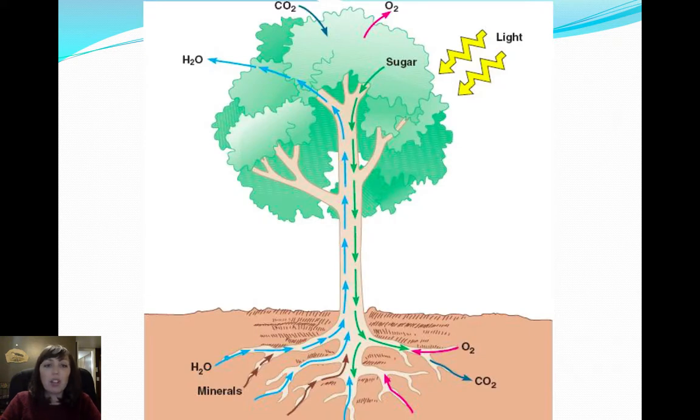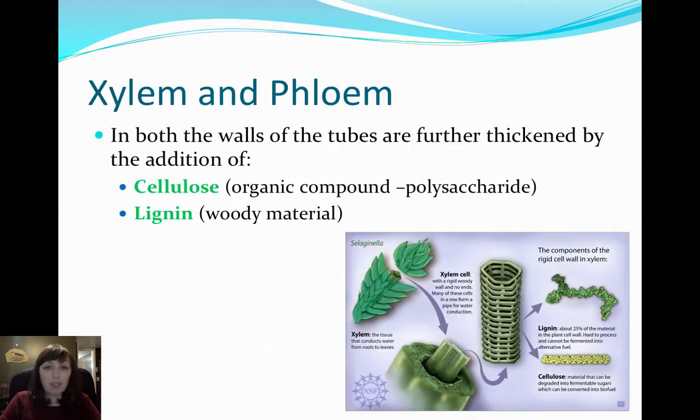Okay, so this should be a somewhat familiar diagram to you. So this is the process of photosynthesis, right? The tree is bringing in CO2, expiring O2, and bringing in light and transporting it around the tree. And you can see in the roots, it's pulling up water and minerals, as well as bringing in O2 from the soil and expiring CO2 into the soil. So we're going to dig deeper into this process.